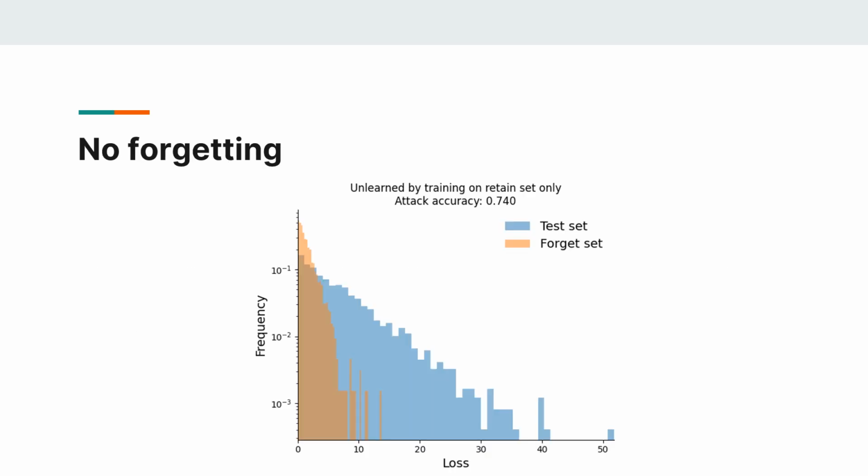So running the membership inference attack on the model that did not have any forgetting at all, we see the attack accuracy is 0.74, which means it's very easy to discern which data points were in the initial training set versus which ones weren't. And remember, MIA works by looking at the losses of the data points and then trying to predict if it was seen in the original training data or if it wasn't.